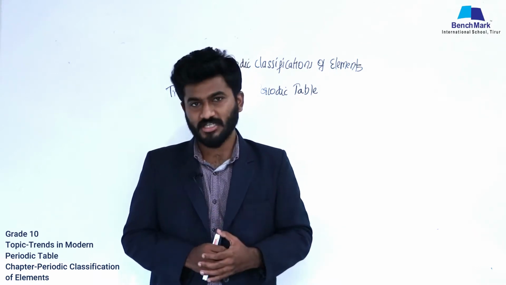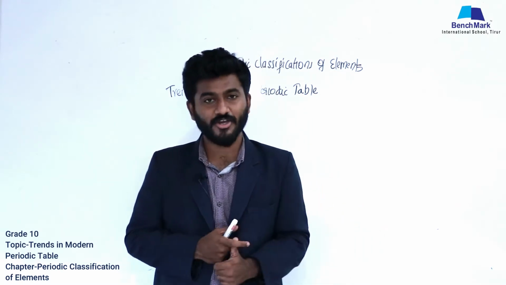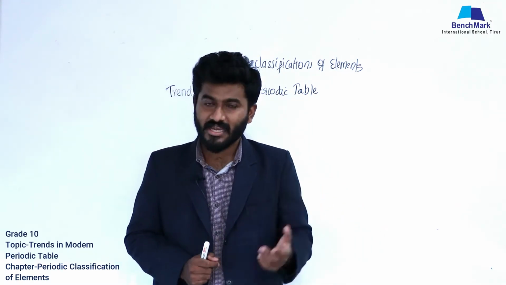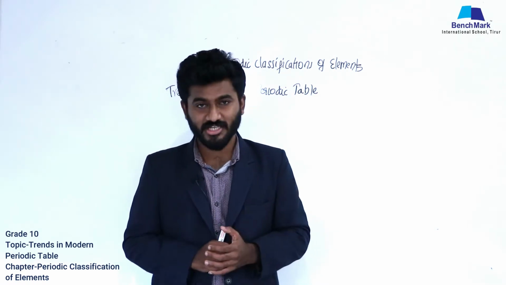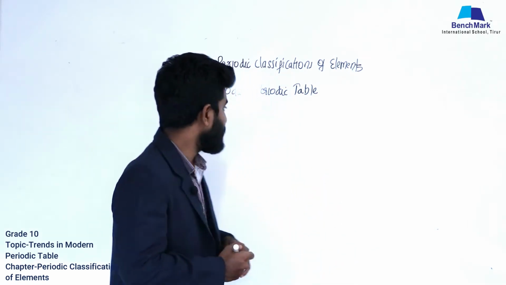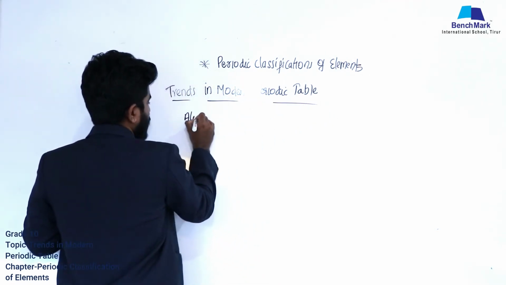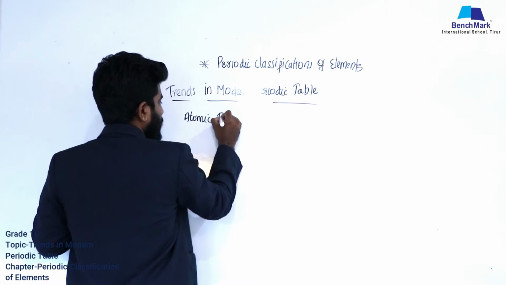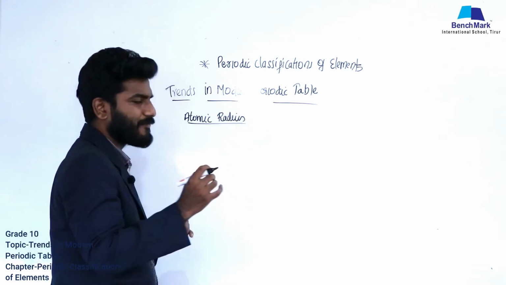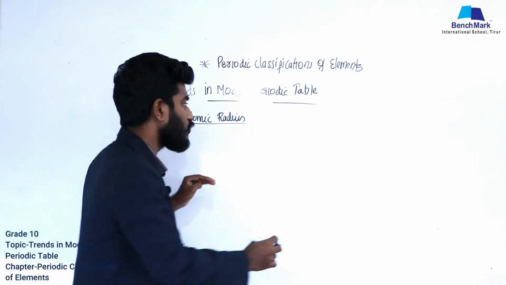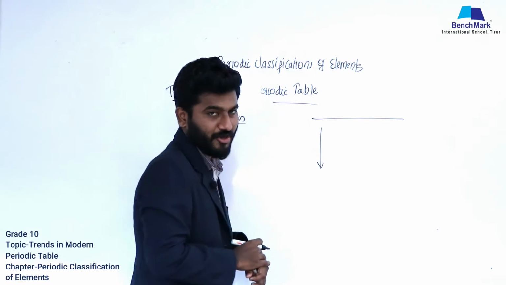In the modern periodic table, what are the trends of certain properties like atomic radius, valency, electropositivity, electronegativity, metallic and non-metallic nature? Okay, so we'll be starting with atomic radius. Listen, the question is, what happens to the atomic radius if we move along the period and down the group in a modern periodic table?